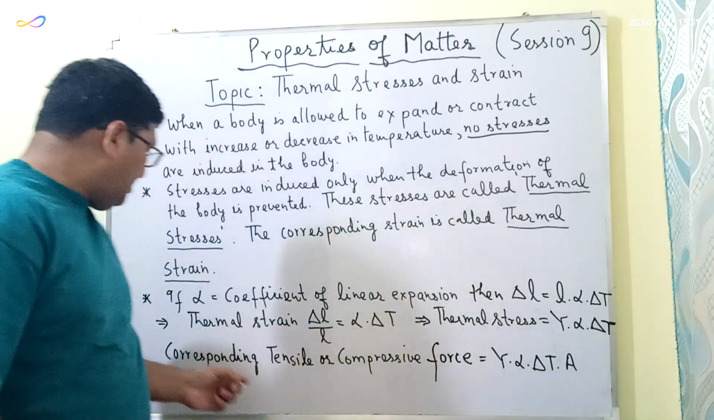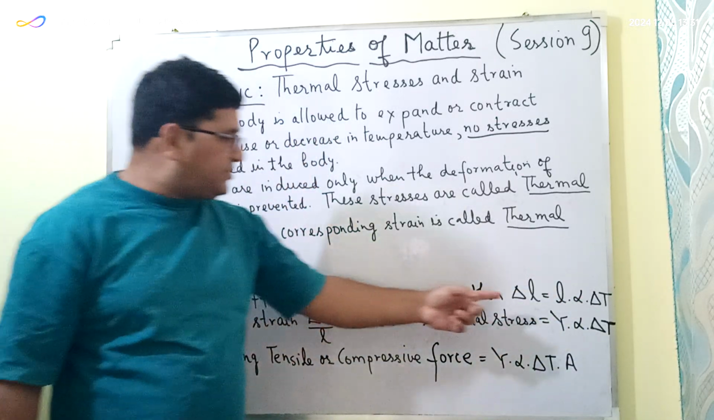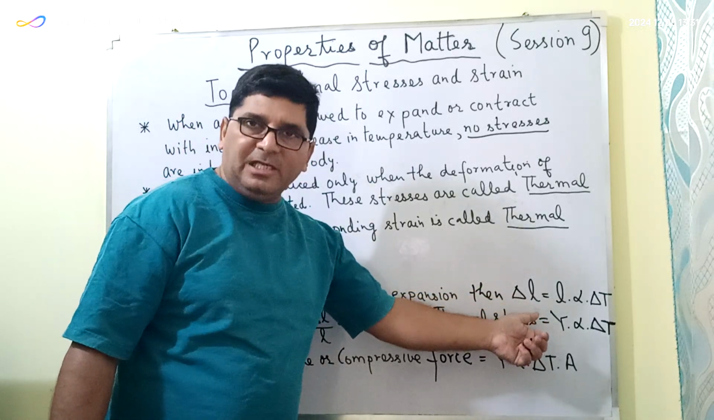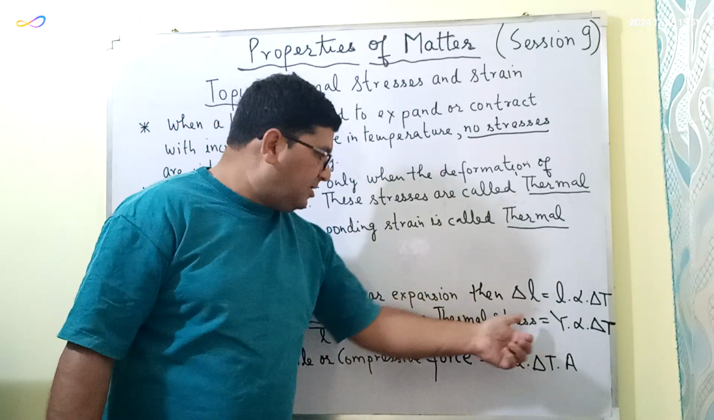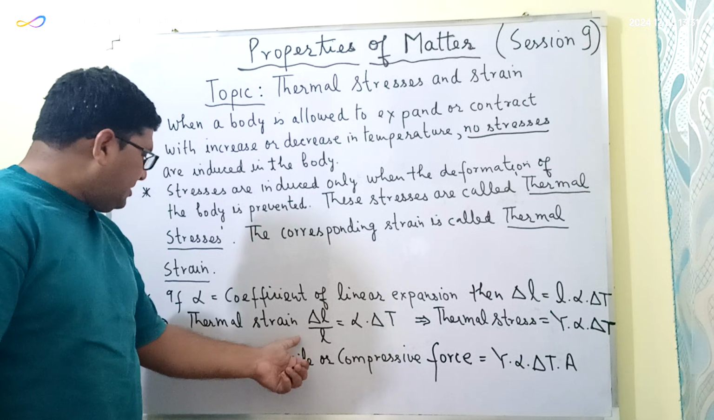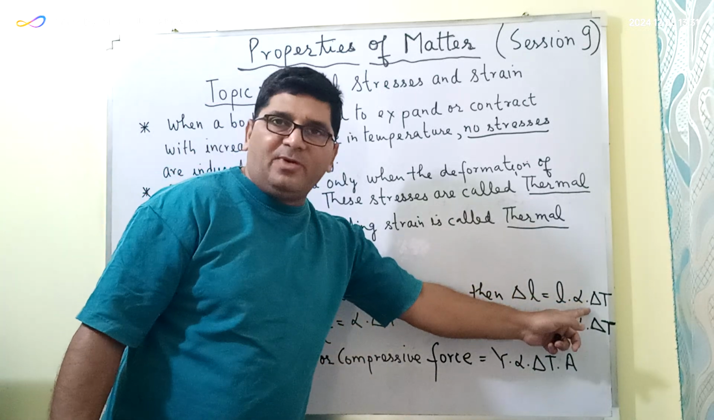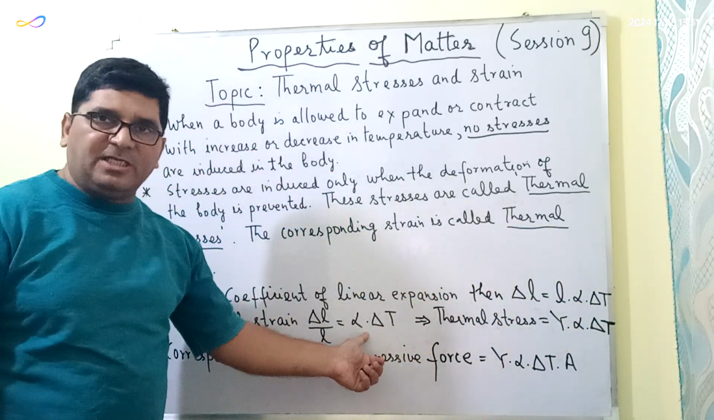So from here, the thermal strain. The thermal strain is what? That is equal to delta L upon L, that is the change in length divided by the original length. So delta L upon L, which is the thermal strain, will be equal to alpha into delta T. So this is what I have written here.